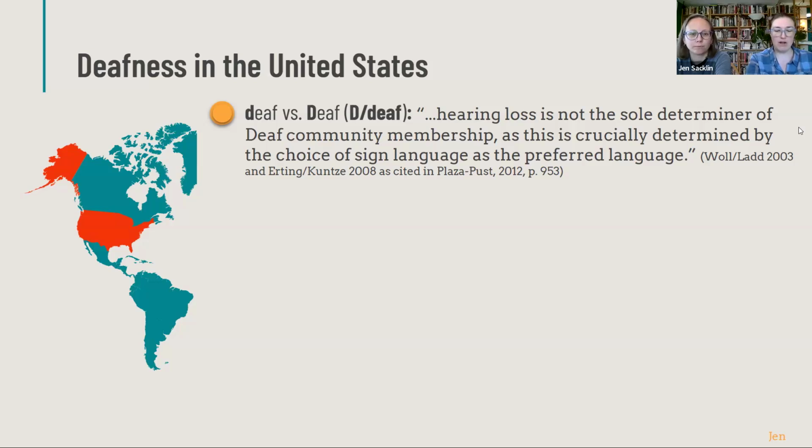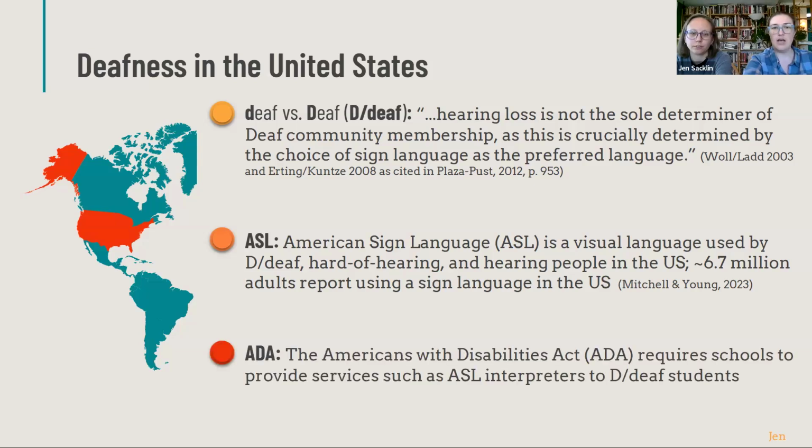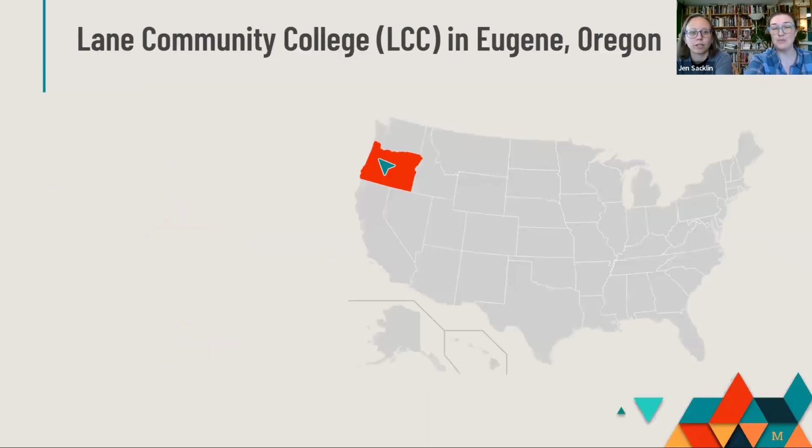To incorporate both the medical and cultural aspects of deafness, it's common to use this spelling that you see here with capital D / lowercase d, deaf. In the United States, we have American Sign Language, or ASL, and it's a visual language used by deaf, hard of hearing, and hearing people in the US. And a key piece of legislation is the Americans with Disabilities Act, or ADA, which requires schools, including colleges, to provide services such as ASL interpreters to deaf students, including ESL students.